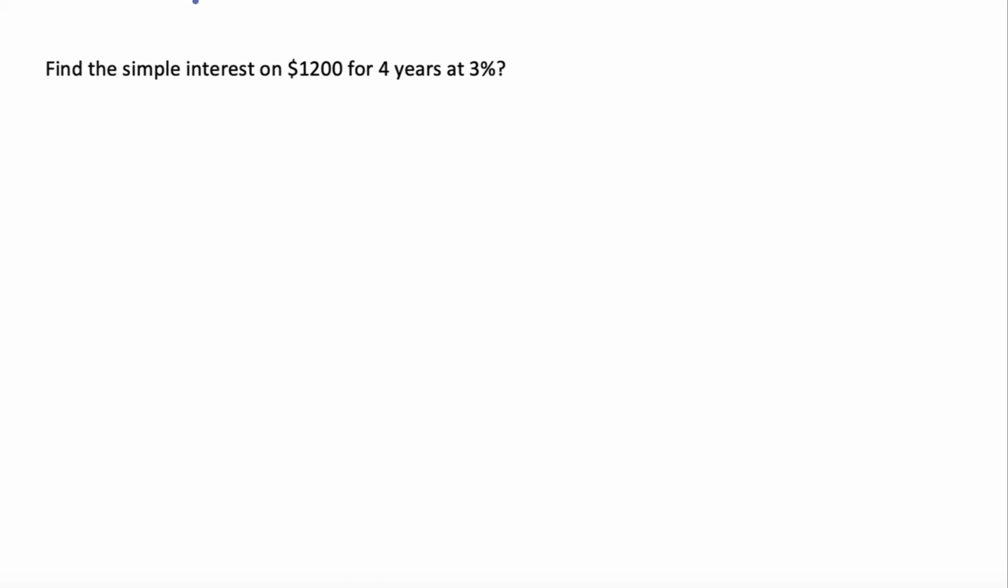Find the simple interest on $1,200 for 4 years at 3%. All right, so since we want to calculate simple interest, there is a formula for that. I is equal to P times R times T. So what do these four variables represent?